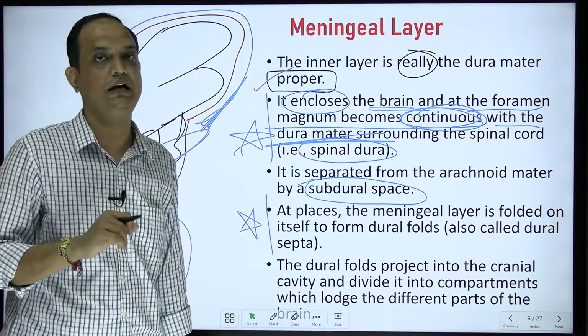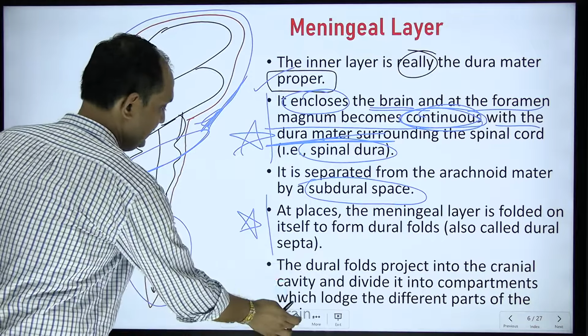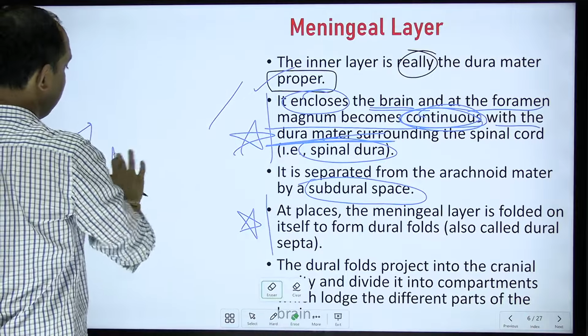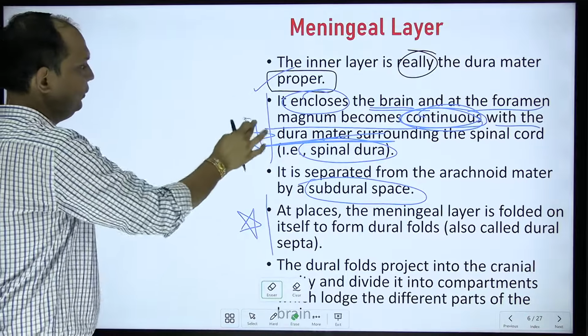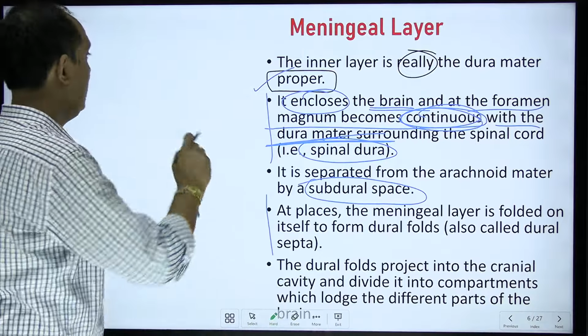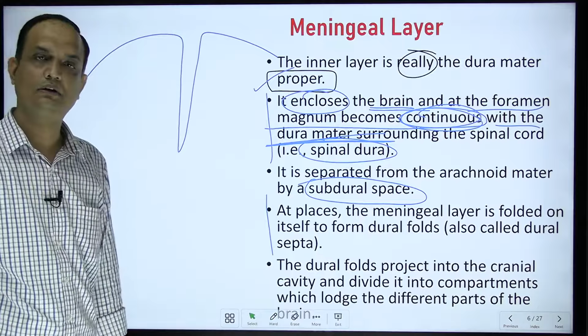Look, bachcho, this question is asked most frequently. What is the question here? The question is that when you dissect the brain, you are able to see a number of folds inside the cranial cavity. Now those folds are something like this. Now this is the fold of your duramater.